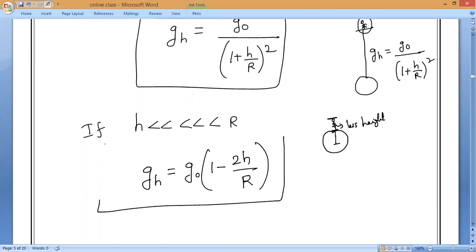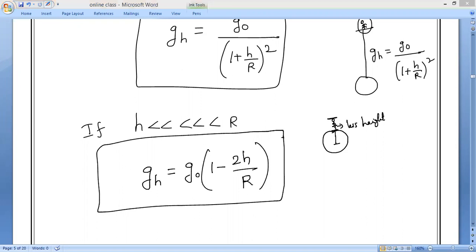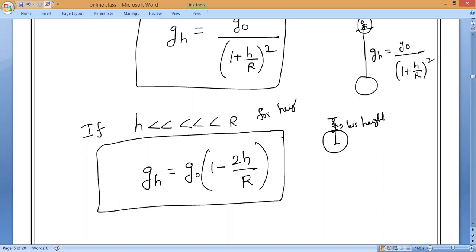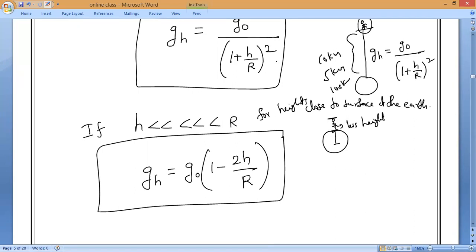This is the formula we have to use when h is extremely small, for heights close to the surface of the earth. Then we have to use g naught into 1 minus 2h divided by R. If it is a large distance like 10 kilometers, 5 kilometers, 100 kilometers, then we use the earlier formula. If it is 1 meter, 2 meters, 3 meters, 4 meters, extremely low, then we can use this formula. Is it okay?